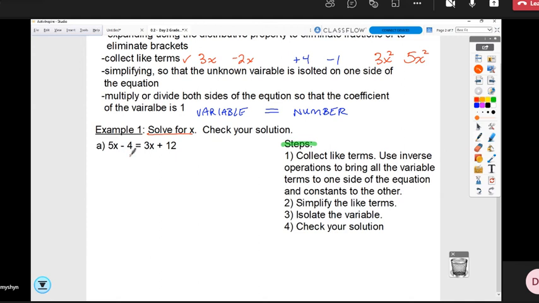So we're going to add 4 to the left, and that means we'll also have to add 4 to the right. Now, when we add 4 to the right, we can't add 4 to the 3x because they're not like terms, right? This is a variable term, and the 12 is a constant term. So when we add 4 to each side, plus 4 minus 4 cancels out. It's gone. On the left side, all we're left with is just 5x. And on the right side, we're left with 3x plus, what's 12 plus 4? 16.